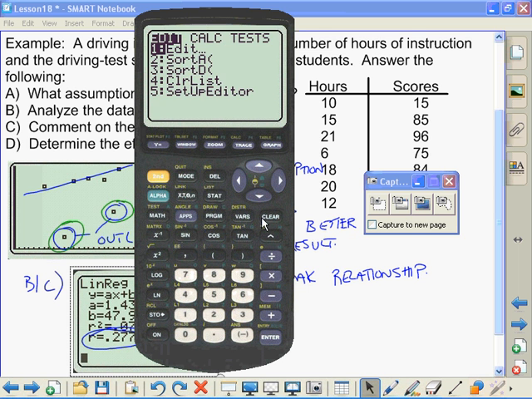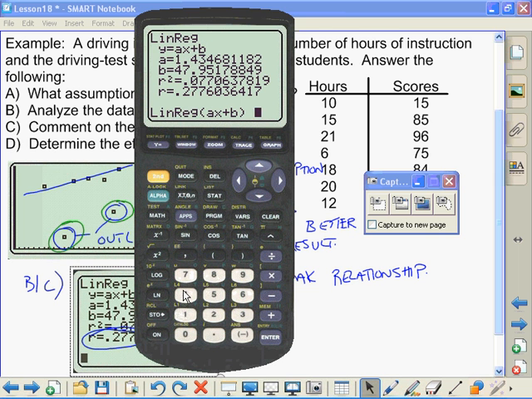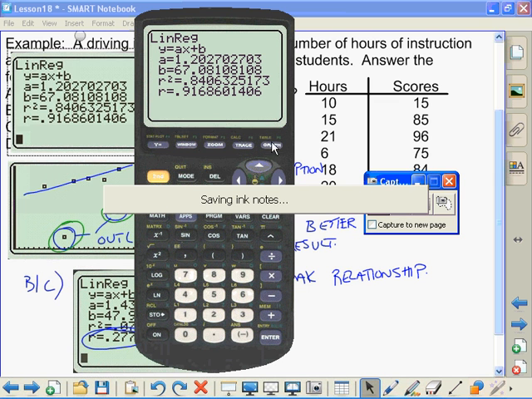If I want to do the analysis one more time just to see what the difference is, do my linear regression, all of a sudden my R value jumps from 0.28 up to a 0.92. So removing those outliers made a significant change in that correlation.